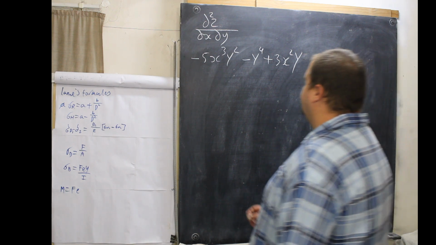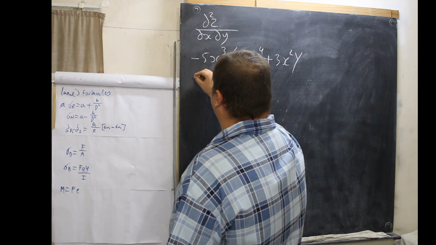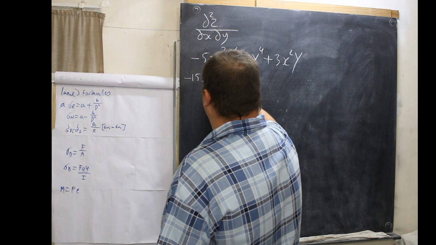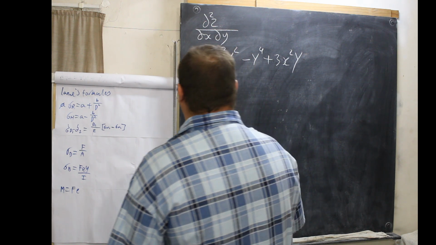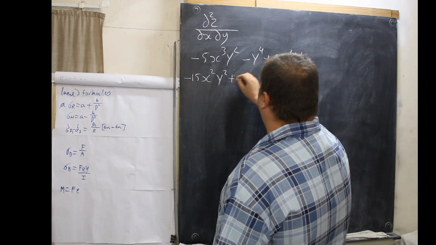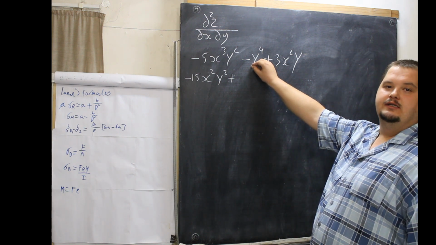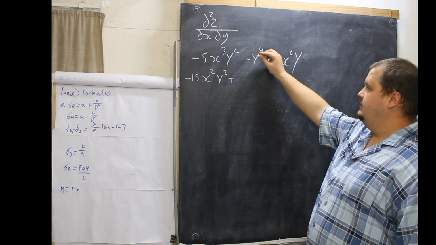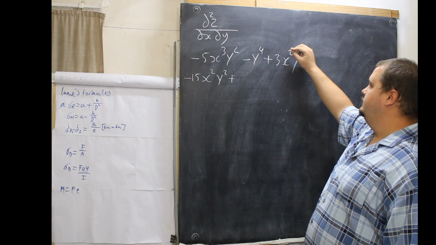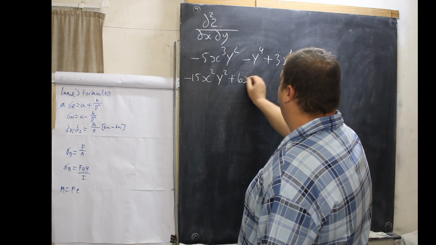First thing we're going to do is differentiate with regard to x. So 3 times 5 is 15, so minus 15x squared y squared, plus, because that gets taken away, that's a constant. This is a constant now because there's no x with it. So 3 times 2 is 6, 6xy.